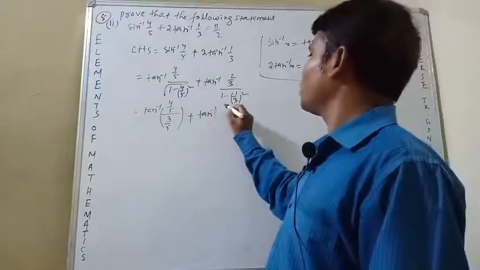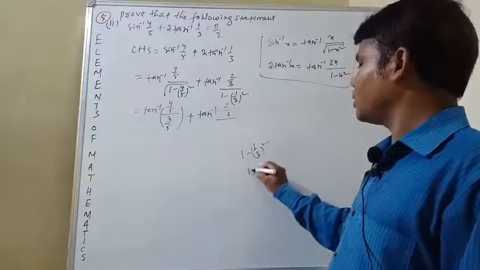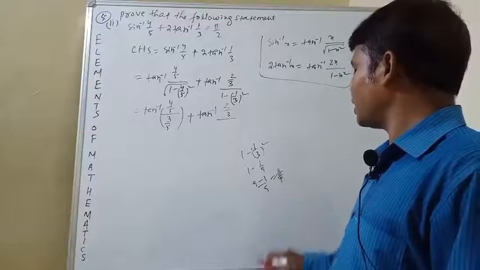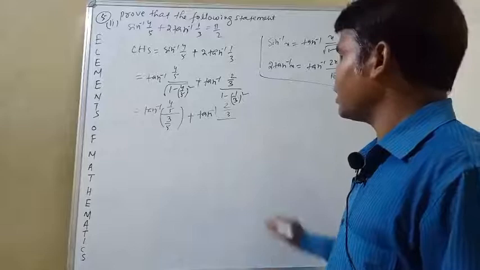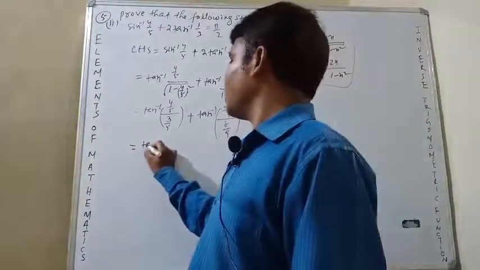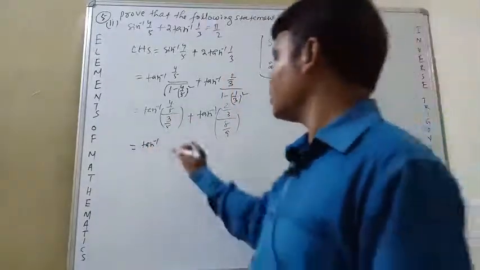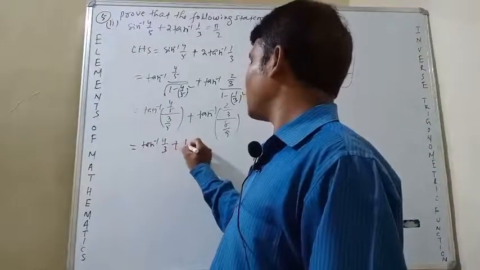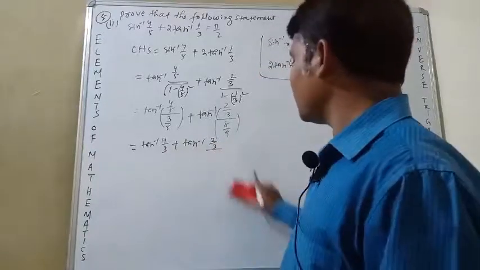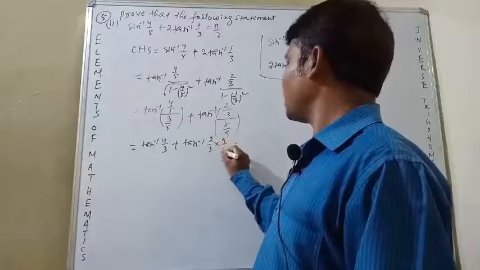plus tan inverse 2 by 3 divided by 1 minus 1 by 3 whole square. That is 1 minus 1 by 9, that is 9 minus 1 by 9, is equal to 8 by 9. So I can write 8 by 9. This is equal to tan inverse 4 by 5 divided by 3 by 5; the 5 will cancel out. That is 4 by 3 plus tan inverse 2 by 3 divided by 8 by 9, that is 2 by 3 into 9 by 8.